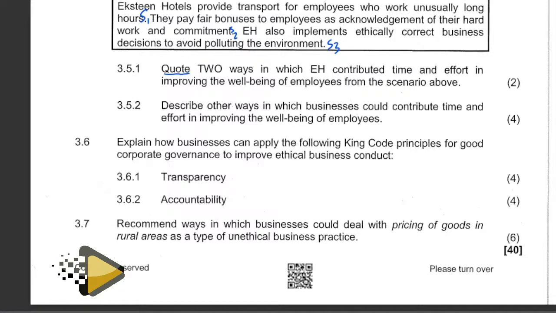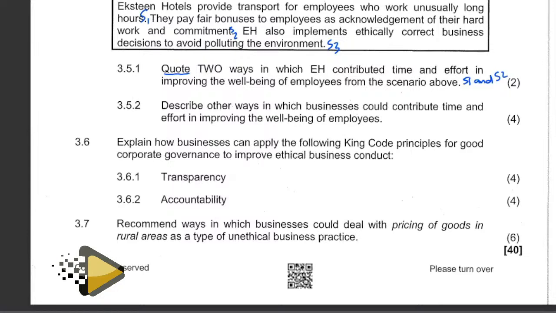Okay, right. So now the appropriate answer here is going to be what? Is going to be sentence 1 and sentence 2. So it means sentence 1, it says EH provide transport for employees who work unusually long hours. Also, sentence 2 states they pay fair bonuses to employees as acknowledgement of their hard work and commitment. Okay, right. Now let's move on to the next question.